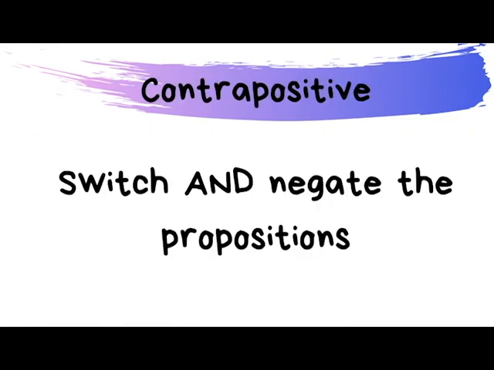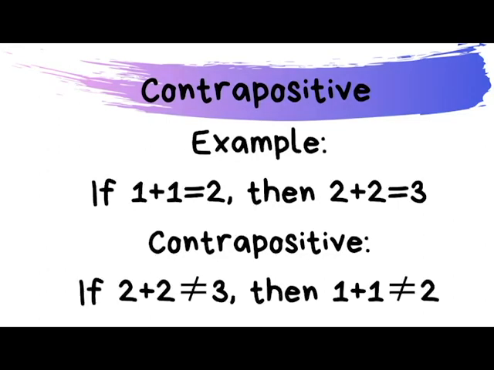Finally, we move on to the contrapositive. The contrapositive of a statement is sort of a combination of the converse and the inverse. With the converse, we switched the propositions. With the inverse, we negated the propositions. So to get the contrapositive, we must switch and negate the propositions. Sticking with our example, if 1 plus 1 equals 2, then 2 plus 2 equals 3. Again, P is true, Q is false, and the truth value of the entire statement is false. To find the contrapositive, we switch and negate, so we have, if 2 plus 2 does not equal 3, then 1 plus 1 does not equal 2. Now we have a P that is true and a Q that is false, so our statement is false.